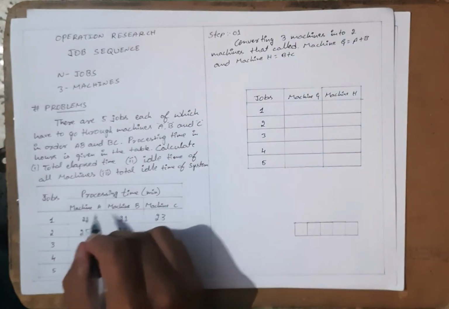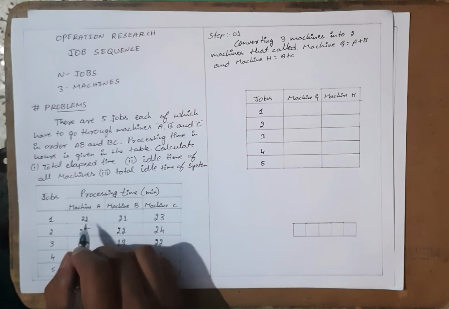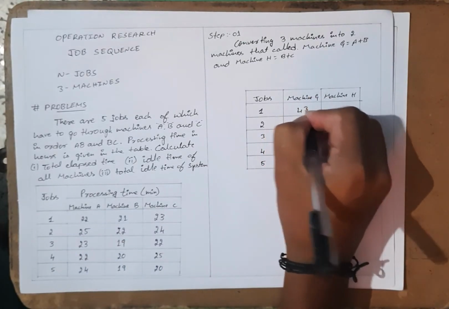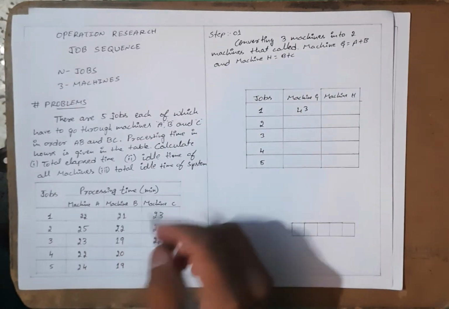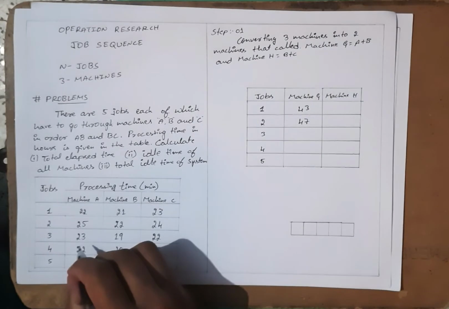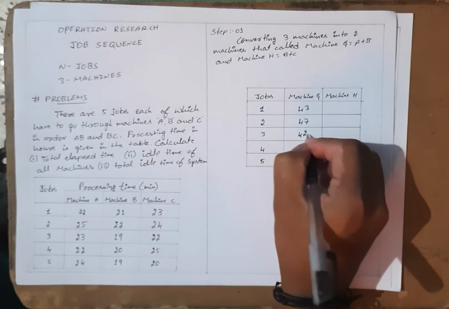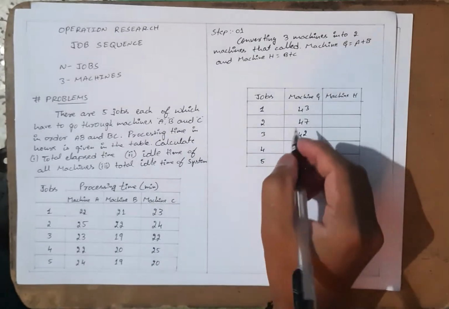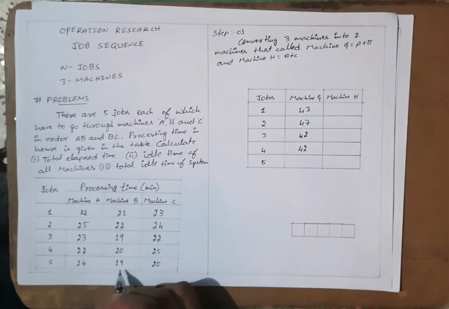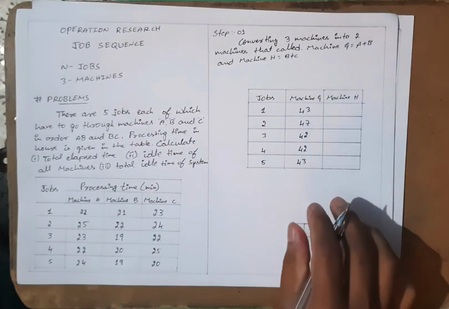Machine G is machine A plus B. So job number 1, 22 plus 21, 43. 25 plus 22, 47. 23 plus 19, 42. 22 plus 20, 42. 24 plus 19, 43.